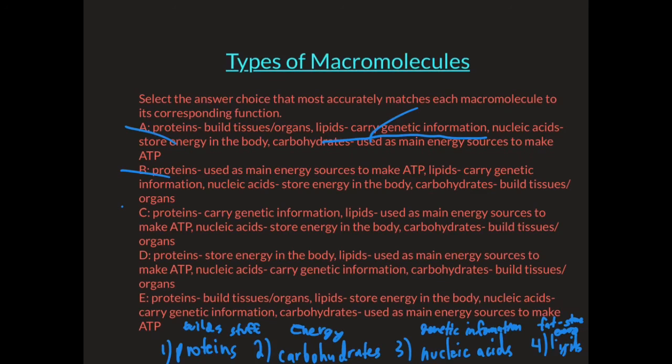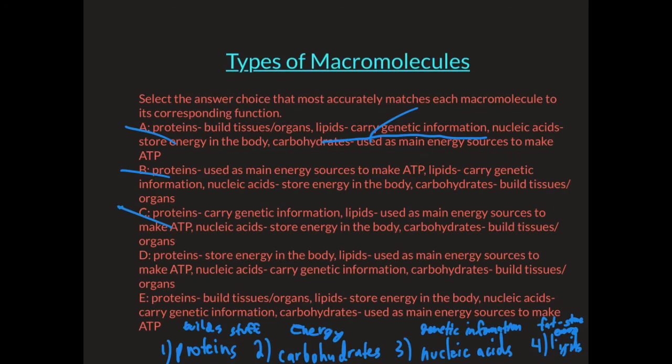C, proteins carry genetic information. Okay, we know automatically that's completely wrong. You can look at the other choices, but what helps you go fast is that if you're going through choices and you see one component that's automatically completely wrong, you can cross it out pretty fast.